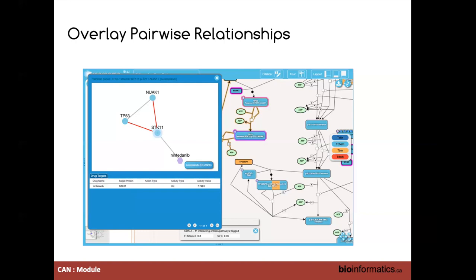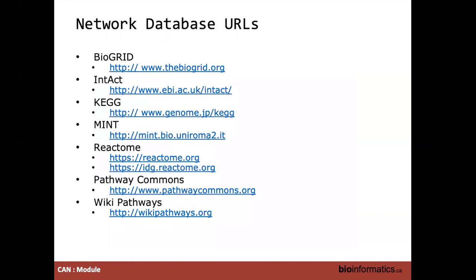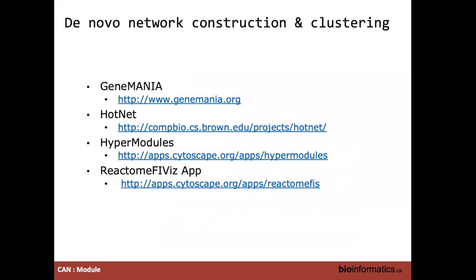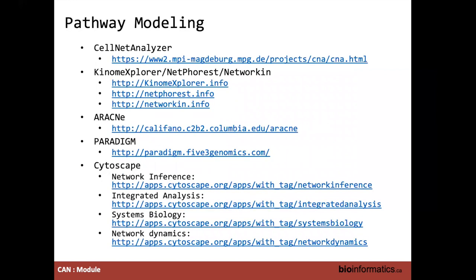So in summary, we've developed this unique web portal to provide a pathway and network-centric view of the understudied human proteins. So I think I'm going to leave it there in terms of my talk. In the remainder of the slides here, I have provided some URLs to a variety of different network databases out there, some other de novo network construction and clustering software packages, and some more details about the pathway modeling software and tools out there.